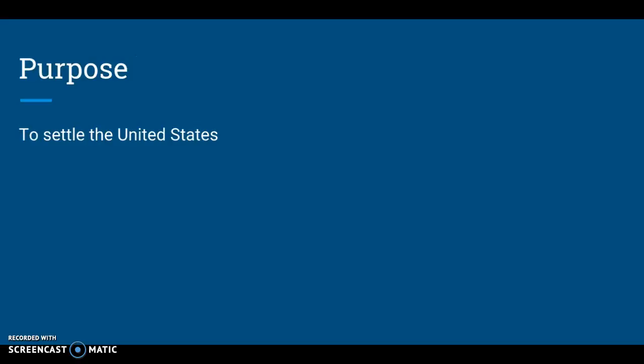The purpose. What was the purpose of this? In this case, it would have been to settle the United States. I'm making the claim that Pocahontas and John Rolfe's marriage helped settle the United States, and that's what the purpose was. So make sure you have a purpose, or a reason why your topic is important and what happened.